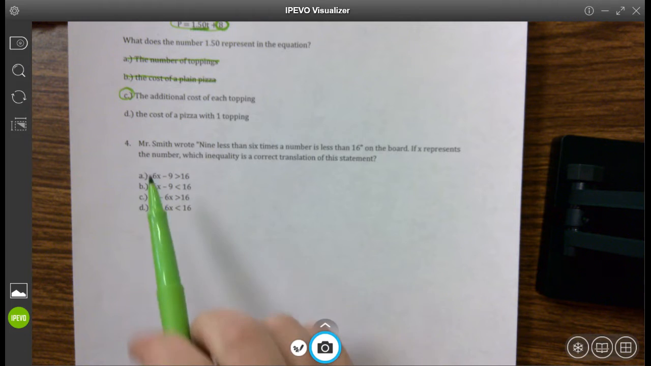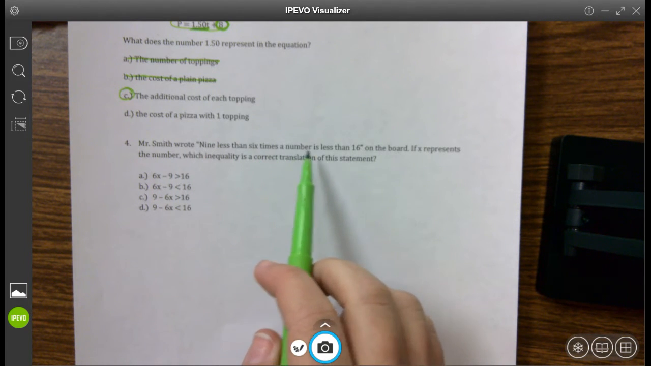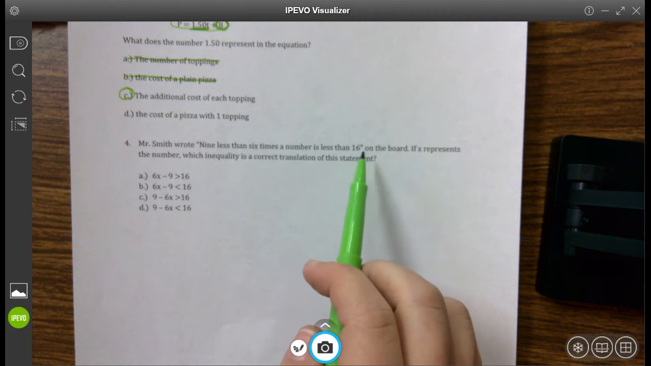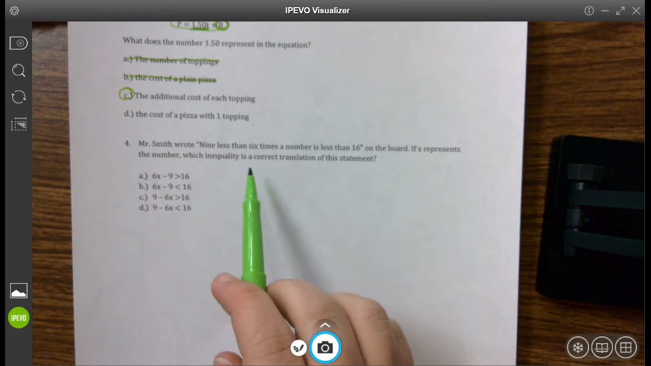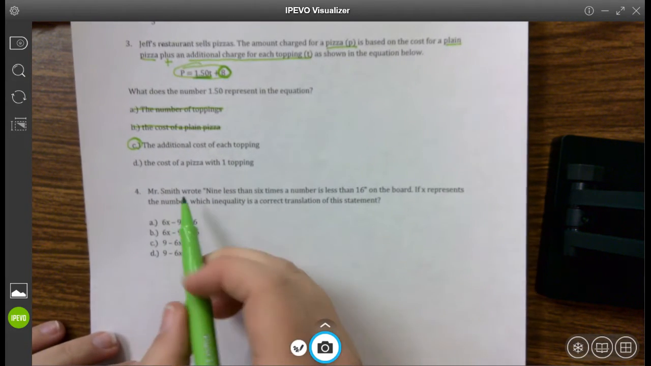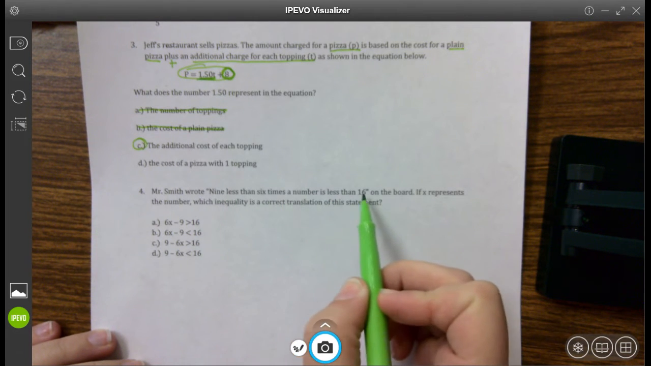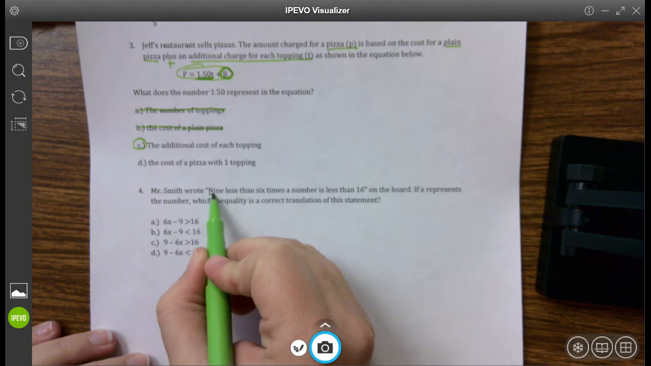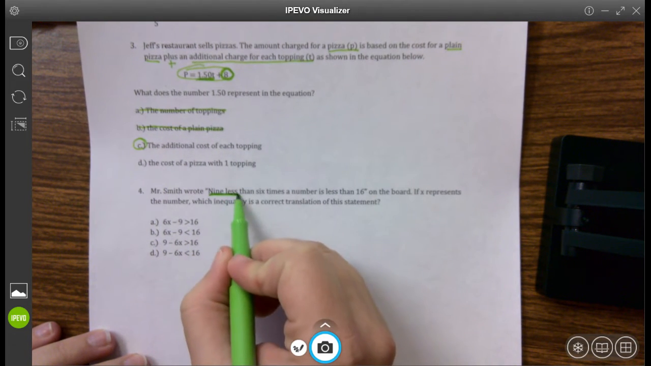And moving on to number 4, it says, Mr. Smith wrote 9 less than 6 times a number is less than 16 on the board. If x represents the number, which inequality is a correct translation of this statement? So first we have to reread it again. It says 9 less than 6 times a number is less than 16. So let's go ahead and look at this right here. 9 less than.